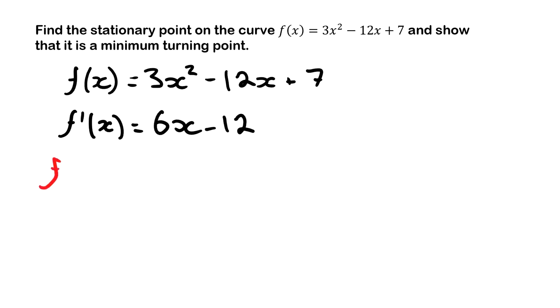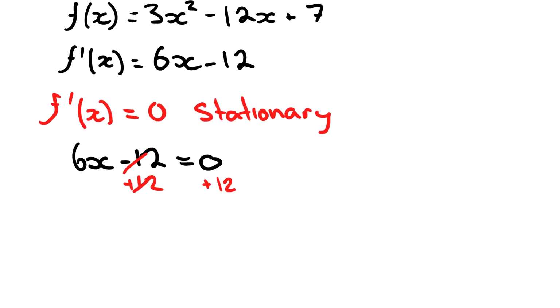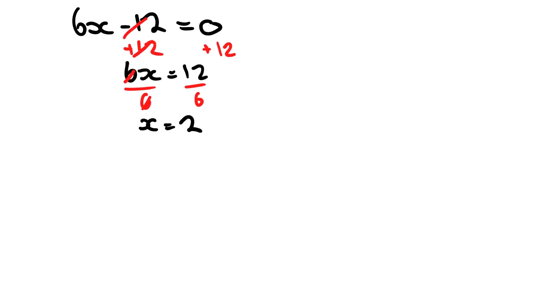Now we can use this to find our stationary points in the function. Remember, stationary points occur when the first derivative is equal to 0. So knowing that, we can go 6x minus 12 equals 0. Then we find what our x is. I'm left with 6x equals 12. Divide by 6 on both sides, and I get x equals 2. So I know there's a stationary point when x equals 2.